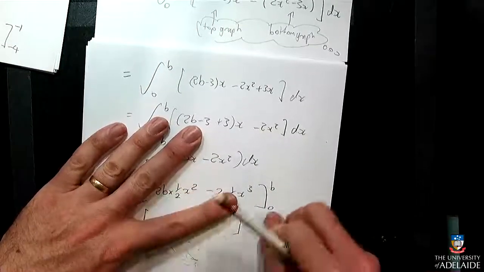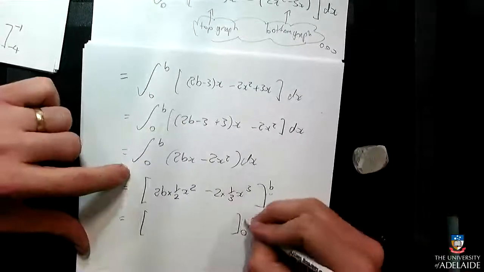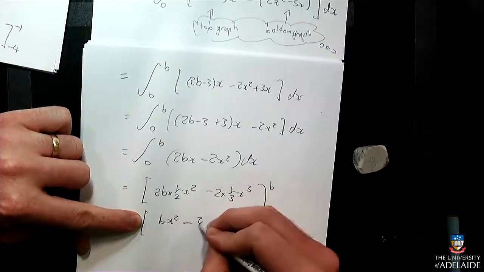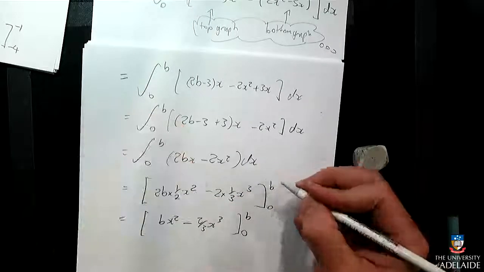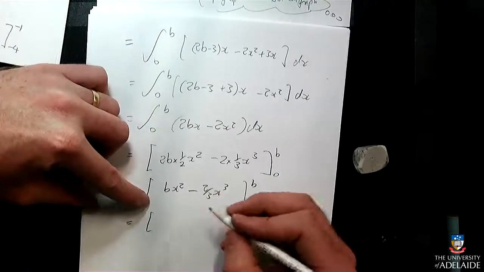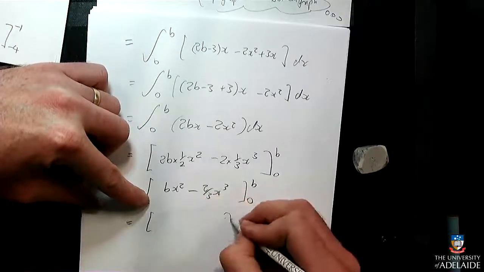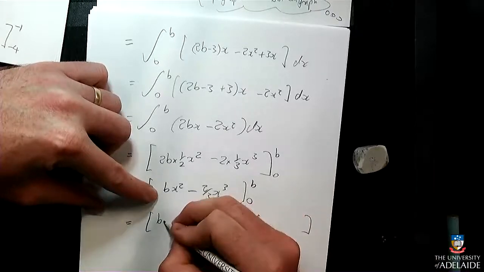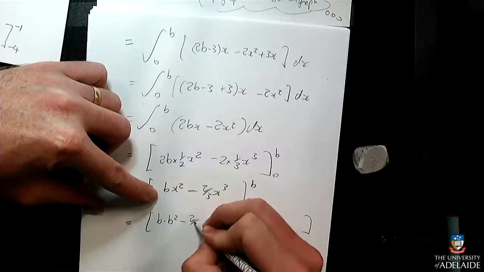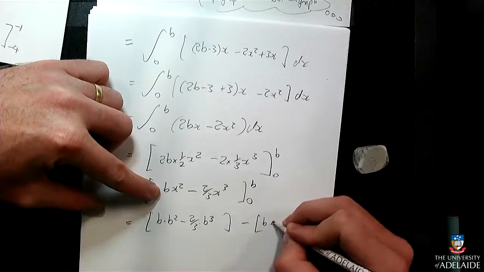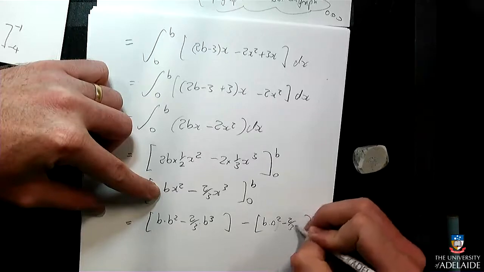I always get ahead of myself there. It's actually easier to do a little bit of simplification first. So this is just bx squared minus 2/3 of x cubed. Okay, so I've got that's what it is for b minus what it is for 0. So I've got b times b squared minus 2/3 times b cubed, minus b times 0 squared minus 2/3 times 0 cubed.